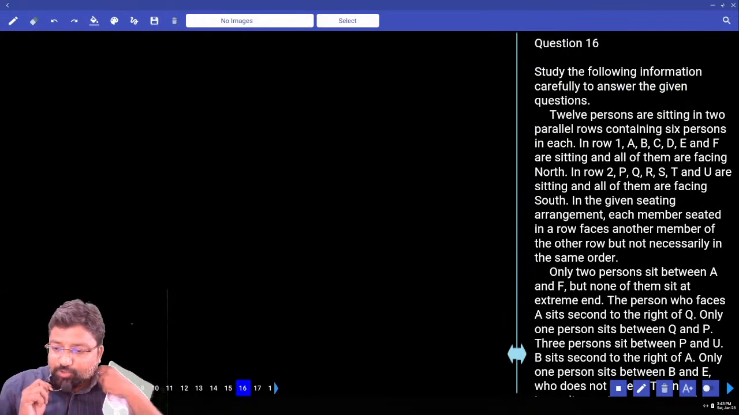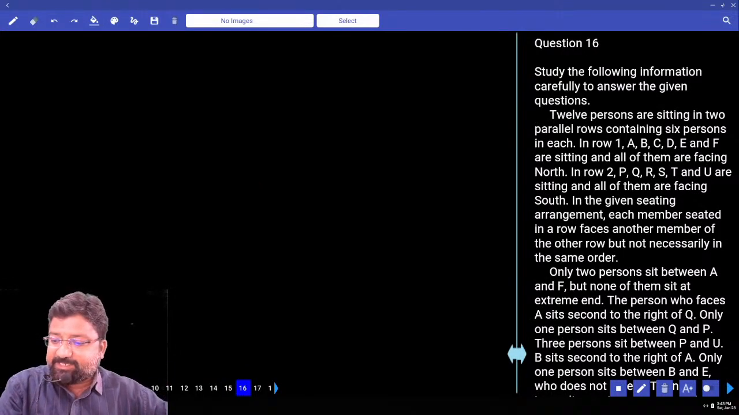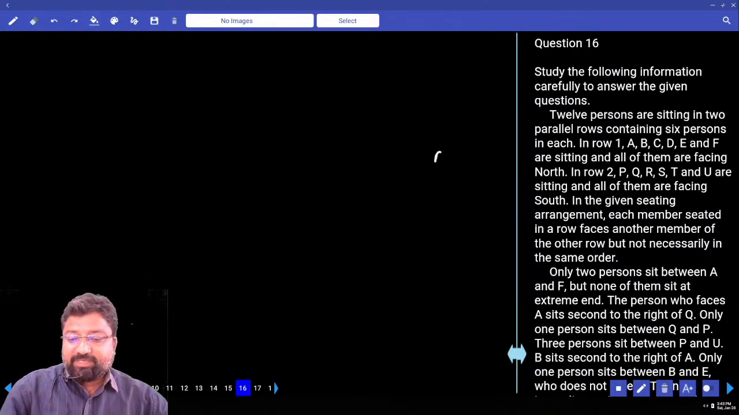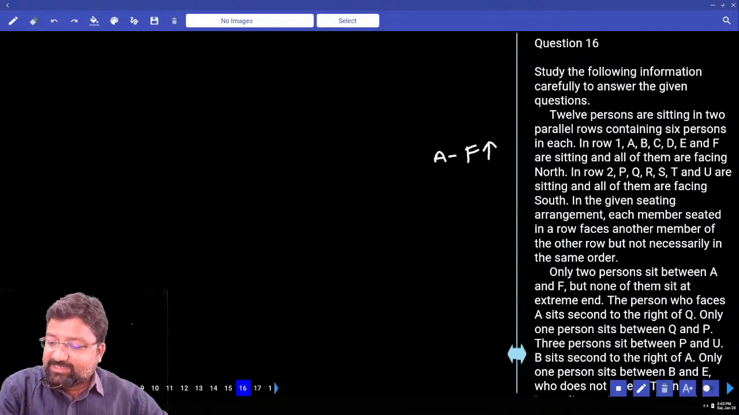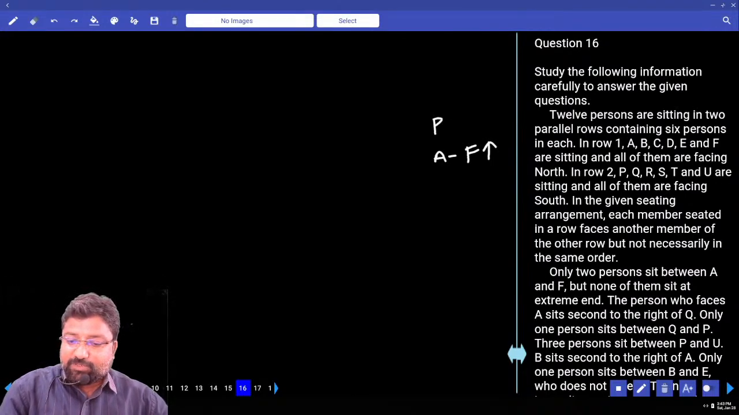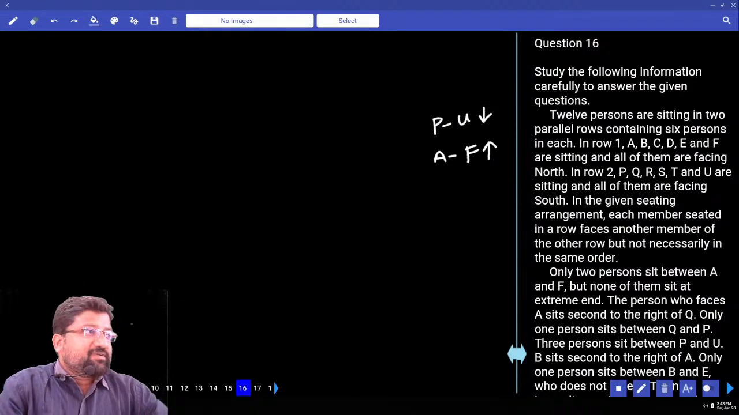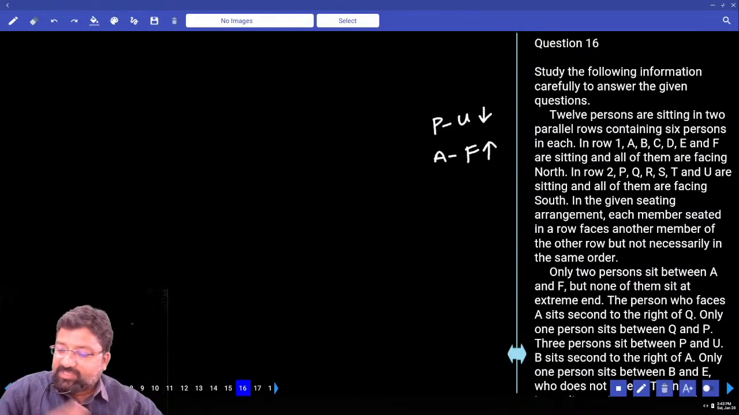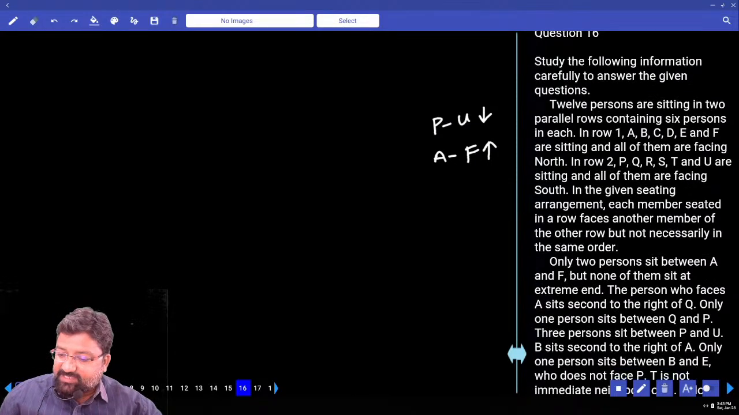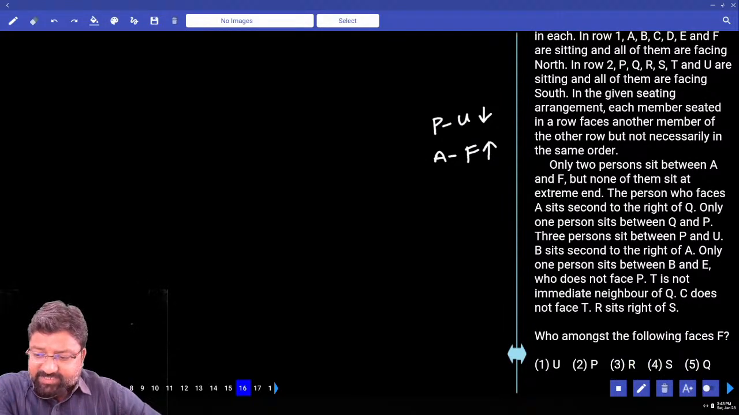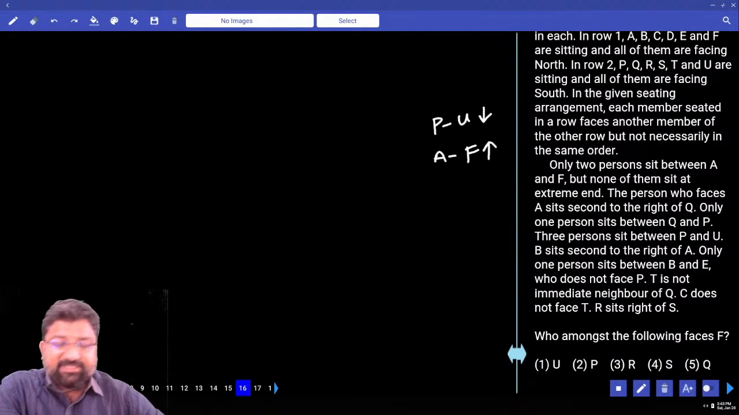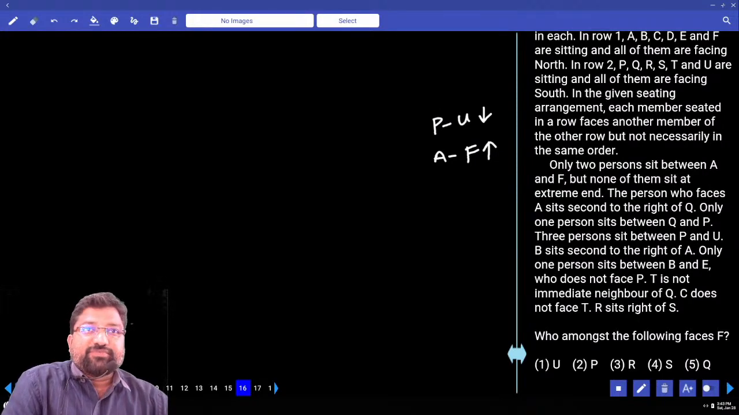12 persons are sitting in 2 parallel rows containing 6 persons each. In row 1, A, B, C, D, E, F are seated. All of them are facing north. A to F in alphabetical order, facing north. P, Q, R, S, T, U are seated and all of them are facing south. In the given arrangement, each member seated in a row faces another member of the other row, but not necessarily in the same order. Only 2 persons sit between A and F, but none of them sit at the extreme ends. Simple. A beautiful clue.